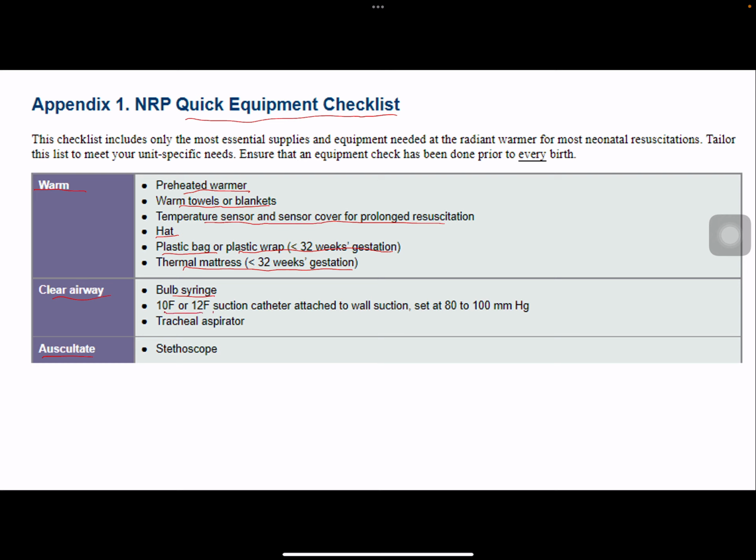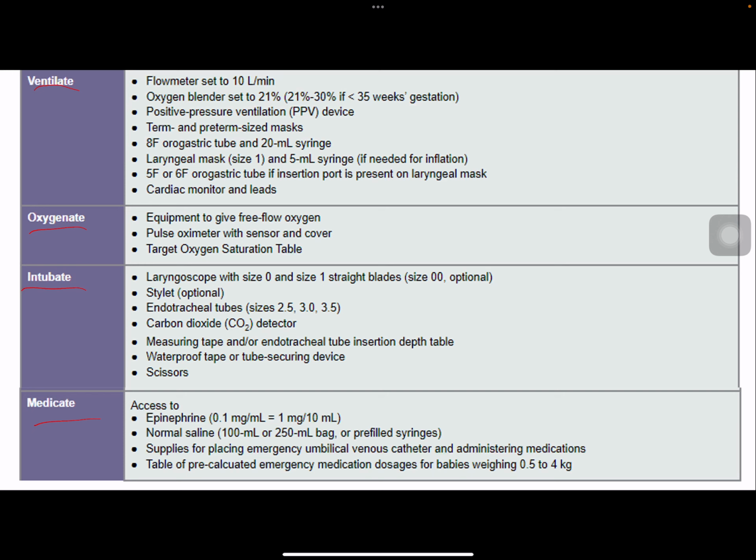10F or 12F suction catheter attached to the wall suction set at 80 to 100, and tracheal aspirator and stethoscope. Ventilate: so flow meter set to 10 liters per minute, oxygen blender set at 21%, and 21 to 30% if less than 35 weeks gestational age.